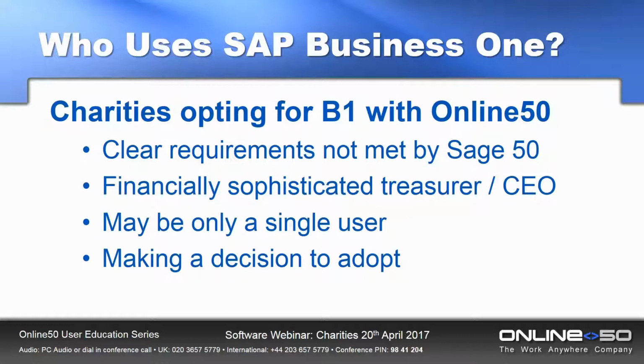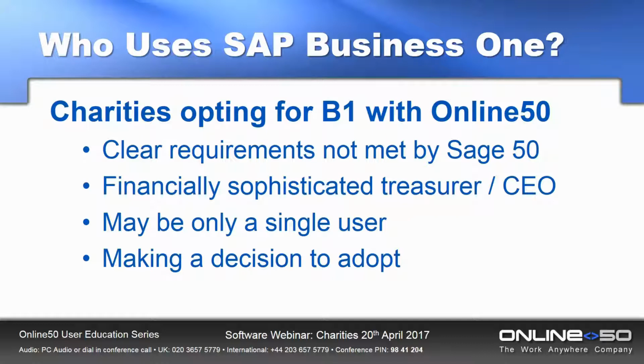You need that robust audit trail that you haven't got in some of the other low-end products. Sage 50 is a strong brand. It's been around a long time. People are comfortable with it. It's the default position, so you don't need to make a decision to run it, whereas you do need to make a decision to run SAP Business One.